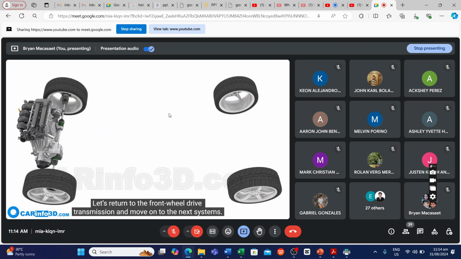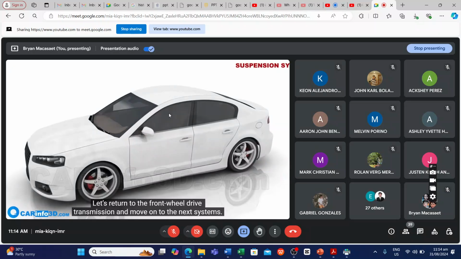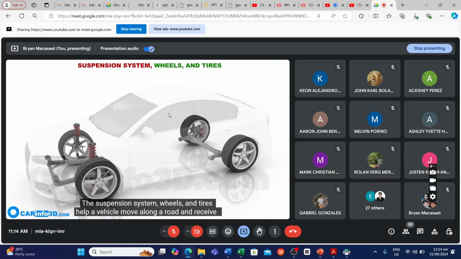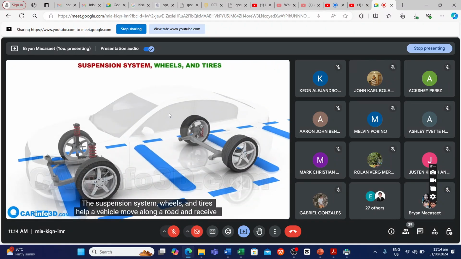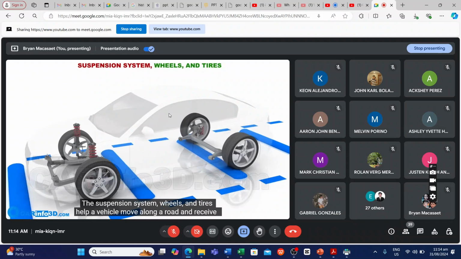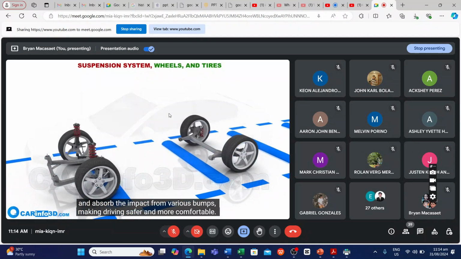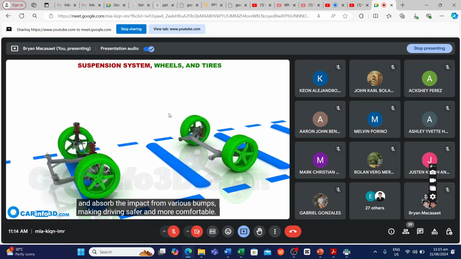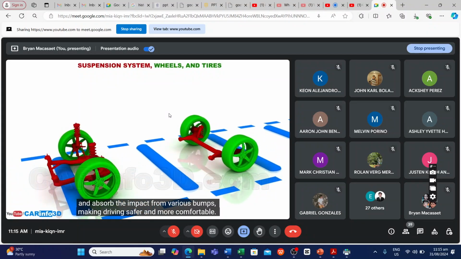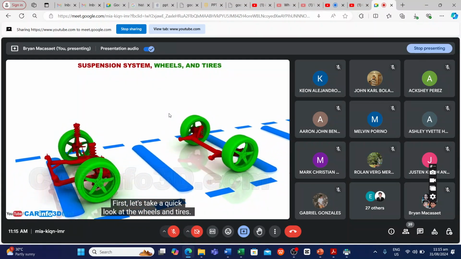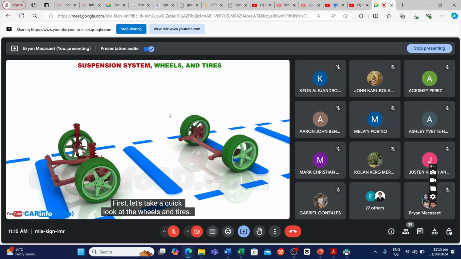Let's return to the front-wheel drive transmission and move on to the next systems. The suspension system, wheels, and tires help a vehicle move along a road and receive and absorb the impact from various bumps, making driving safer and more comfortable. First, let's take a quick look at the wheels and tires.